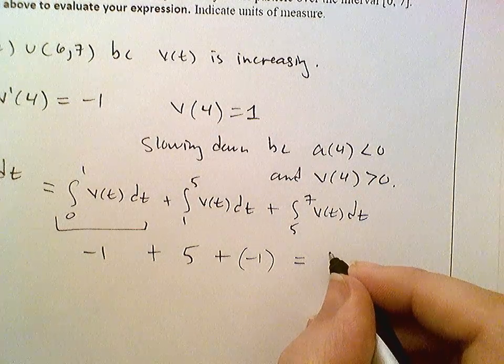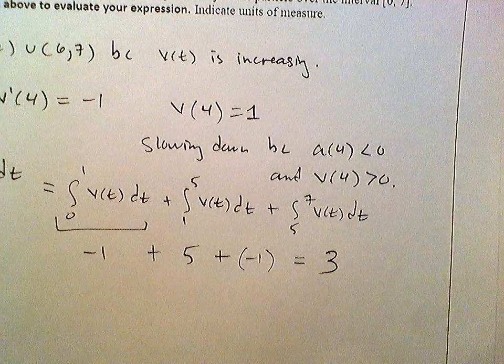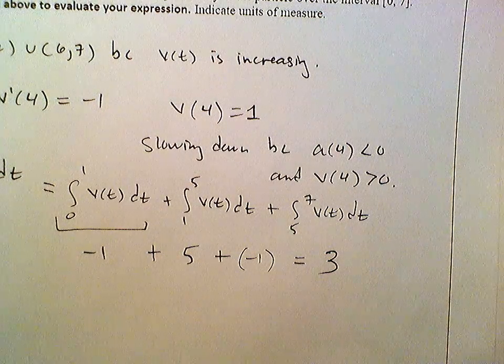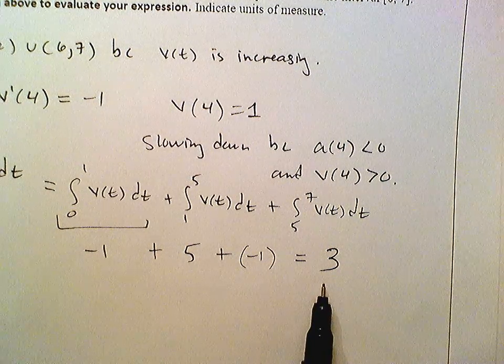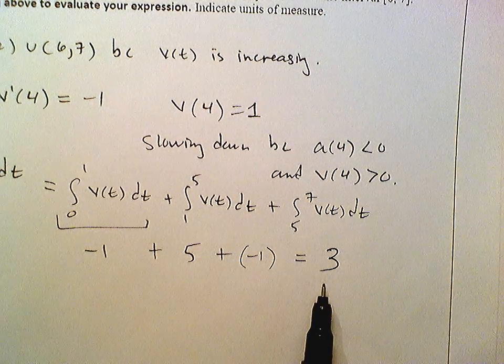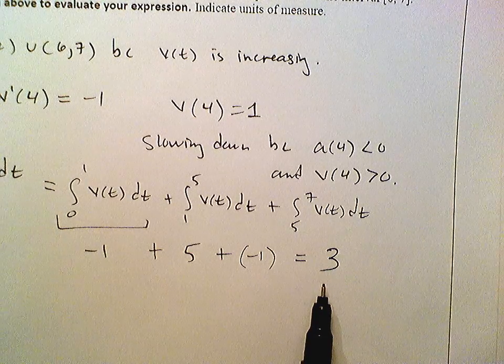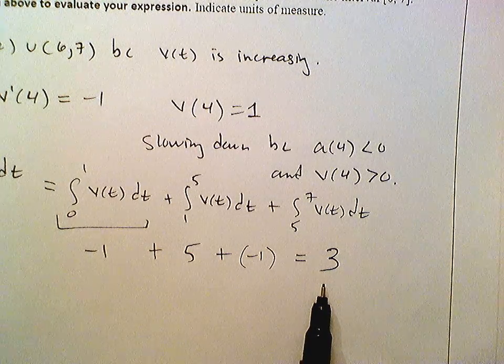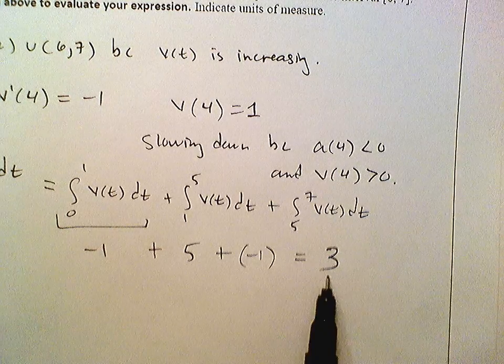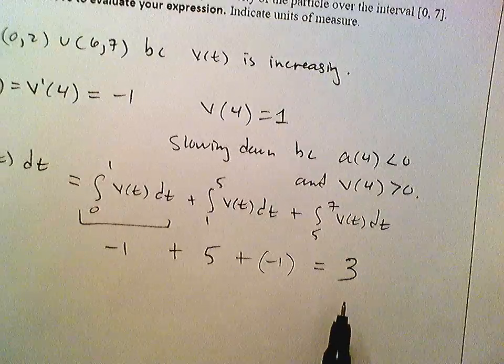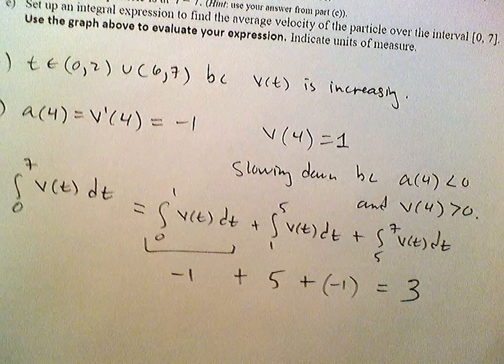Okay, so we end up with 3. So what does that mean? It means that at the end of that interval, from 0 to 7, we are this far from our initial position. That's what displacement means. Okay, now D.